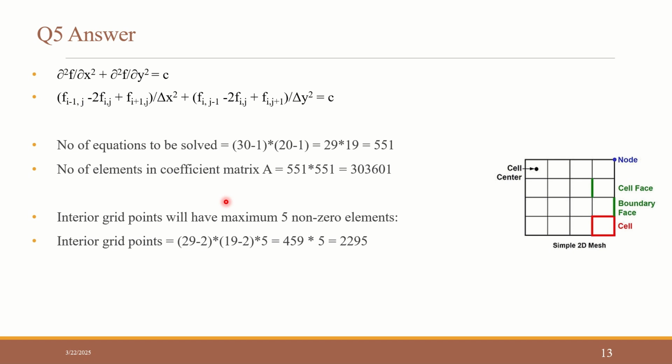Now we need to know which grid points will have a maximum of 5. The innermost grid points will have a maximum of 5, that is, excluding the layer next to the boundary. So we exclude the layer next to the boundary and get 29 minus 2 into 19 minus 2 into 5. So it is 459 into 5, which is 2295 points with a maximum of 5 non-zero elements. So we will keep this aside.